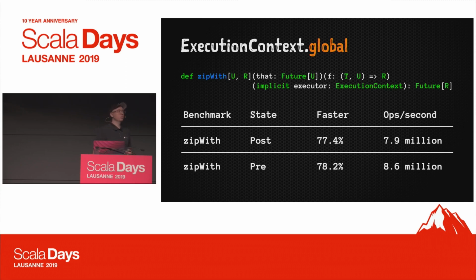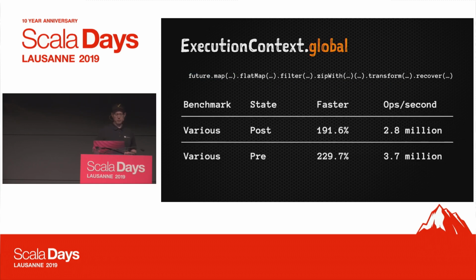And what I think is most important is what I call the various benchmark. The various benchmark does a map followed by a flat map, followed by a filter, followed by a zip with, followed by a transform, followed by recover as its operation chain. So these are very common things to do, not necessarily just this order, but doing this sort of sequence of different transformations at the same time. And that's been improved by approximately 200% for common stuff. So remember that this entire chain you can do more than 3 million times a second. And this is just running on one single core. So imagine that you're running on 16 or something.